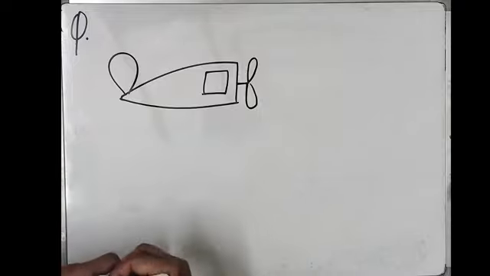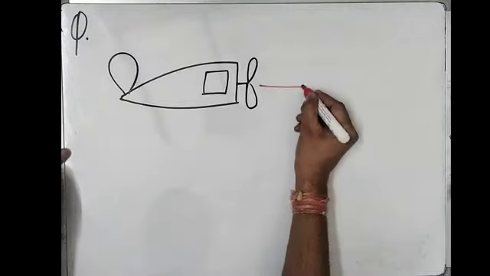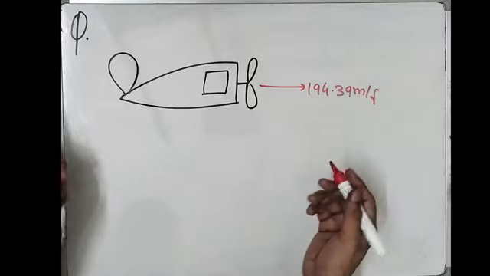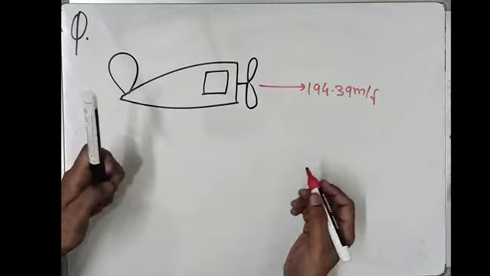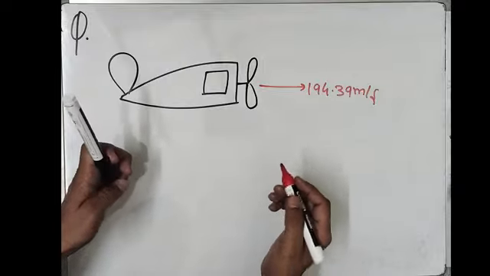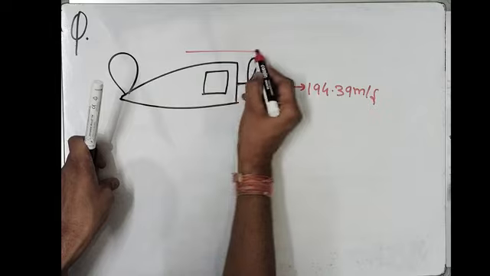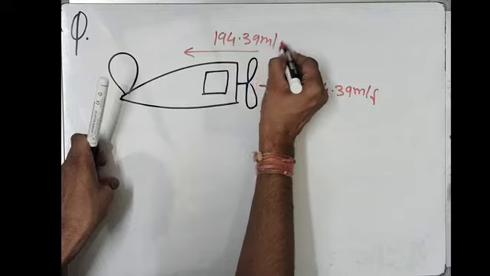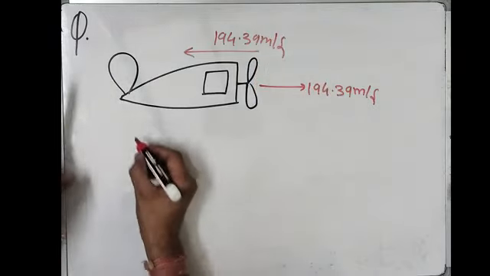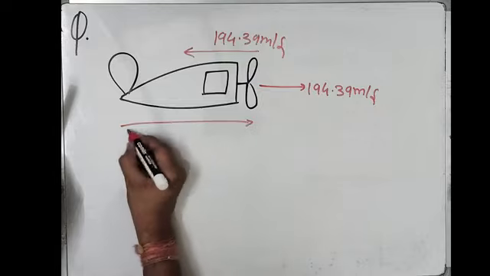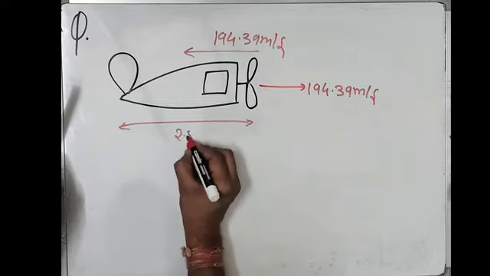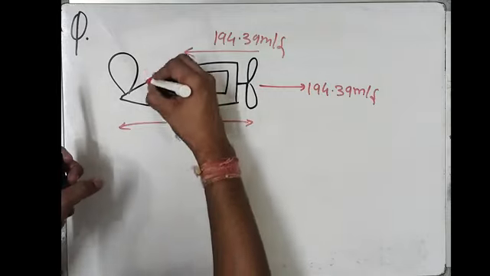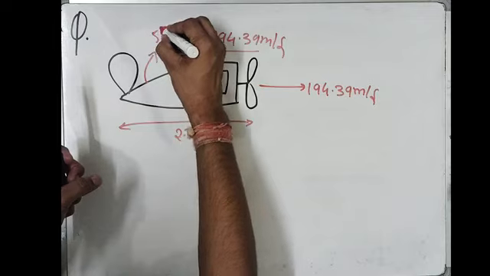This is the aircraft which is moving at the speed of 194.39 meters per second. The velocity of the air is 0. So, the relative velocity of air with respect to the aircraft is in the opposite direction with 194.39 meters per second. The equivalent length of the aircraft is given as 2.5 meters. The other thing is that we have to maintain the surface temperature of the aircraft at 5 degrees Celsius.